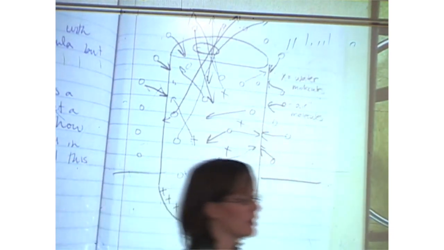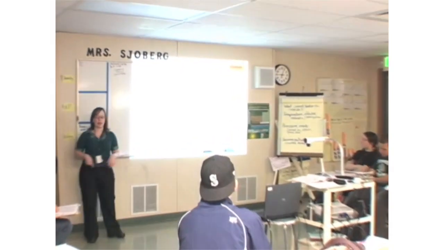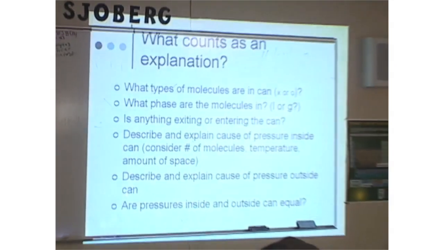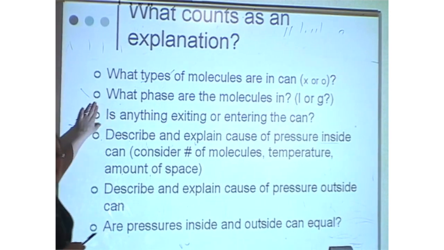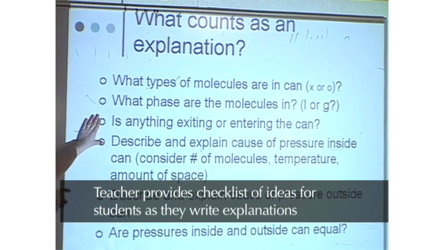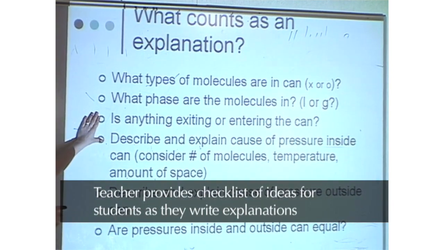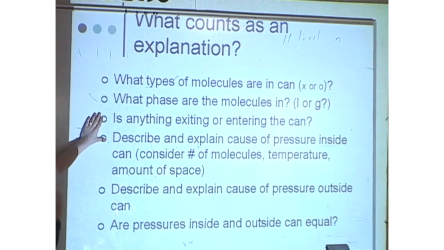I have some air molecules here that aren't moving around. What types of molecules are in the can? Are they X's or O's? Are they air or are they water? What phase are these molecules in, liquid or gas, and how can you show me that in your picture? You said if it's a liquid, we're going to show them all together down there at the bottom of the can, but if it's a gas, you're going to show them moving around all around the space.